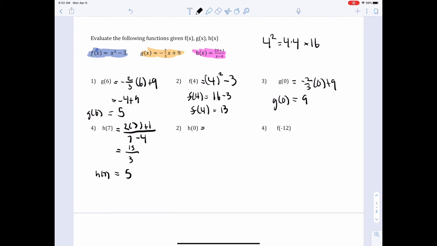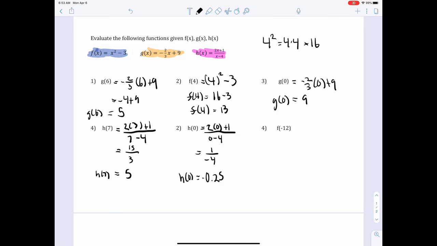H of 0 will be plug in 0 for x into that function. So you get 2 times 0 plus 1 over 0 minus 4. So the top will be 1. The bottom will be negative 4. 0 minus 4 is negative 4. And then 1 divided by negative 4 is negative 0.25.